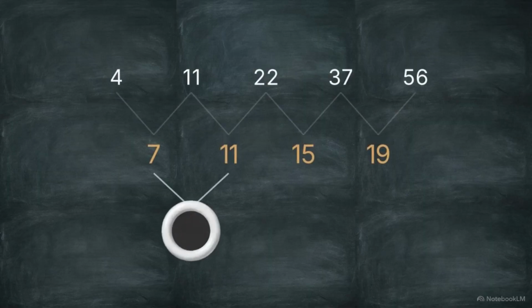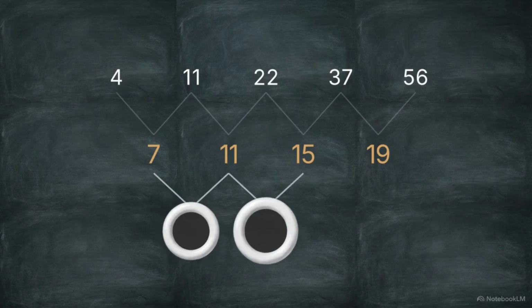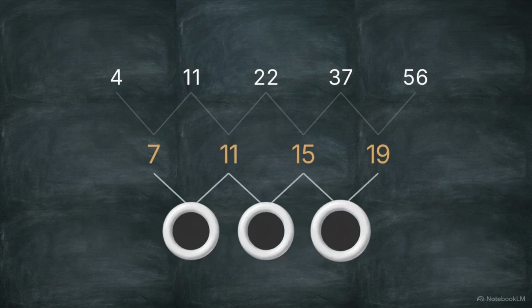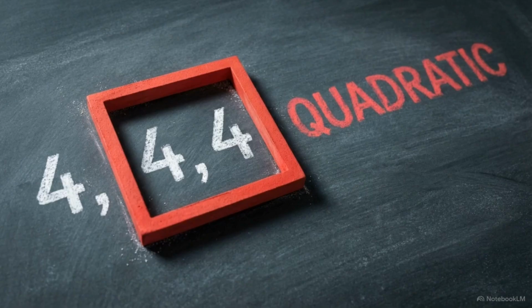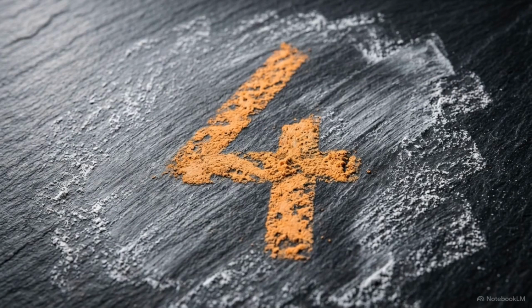From 7 to 11 is a jump of 4. From 11 to 15 is 4. From 15 to 19 is 4. These are our second differences. Finding a constant number in that second row is the definitive mathematical proof that we are dealing with a quadratic sequence. Every quadratic sequence will have a constant second difference.